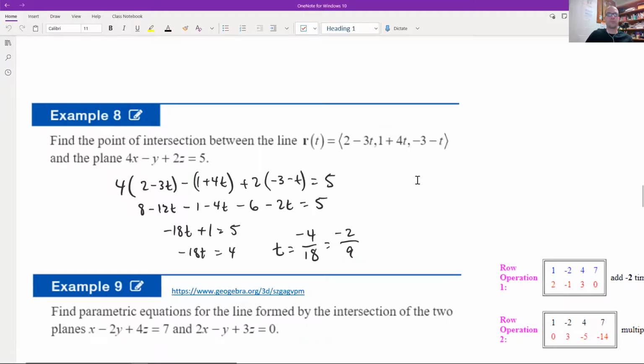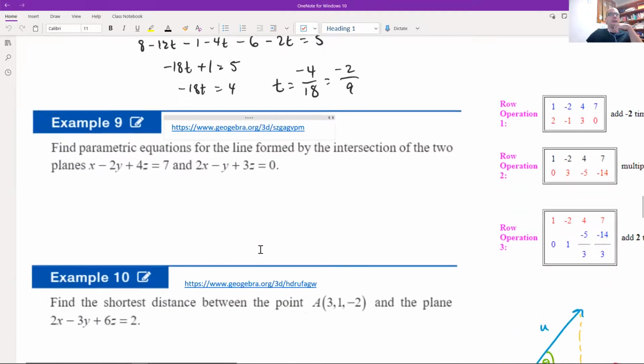So we just plug the x, y, and z components of the line's vector equation into the plane's scalar equation, solve for t, no big deal. Next one. These last three are kind of doozies. And we're running low. Oh my gosh, we're out of time.